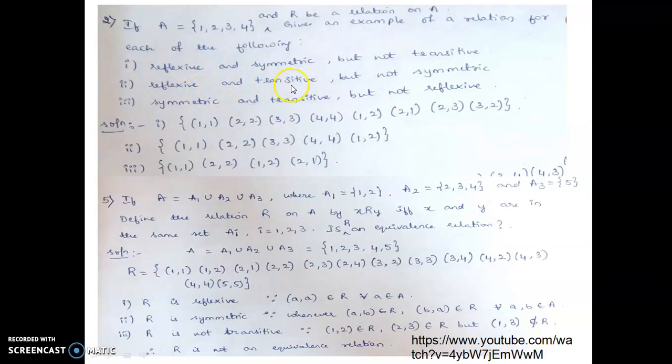And reflexive, transitive. Reflexive is there, that is, all the diagonal elements are here. Transitive: 1 1, 1 1, 1 2 and 1 2, even here also it is there. Not symmetric, 2 2 and 2 2 is there. 1 2, 2 1, 2 1 is not there, so that's why it is not symmetric. So in the same case, symmetric, yes, it is symmetric: 1 1, 2 2.